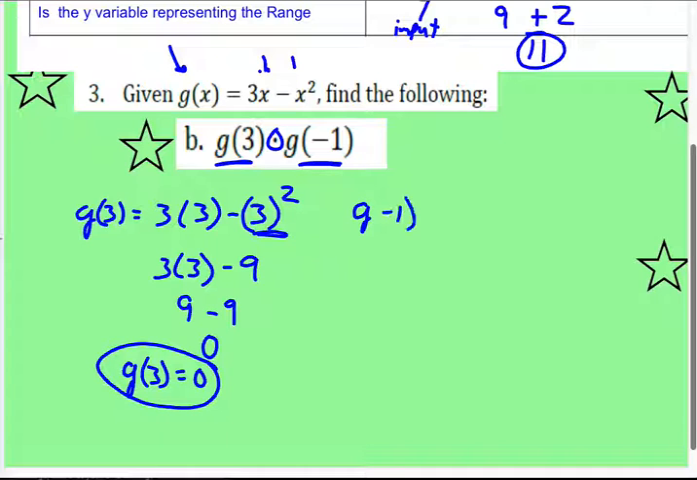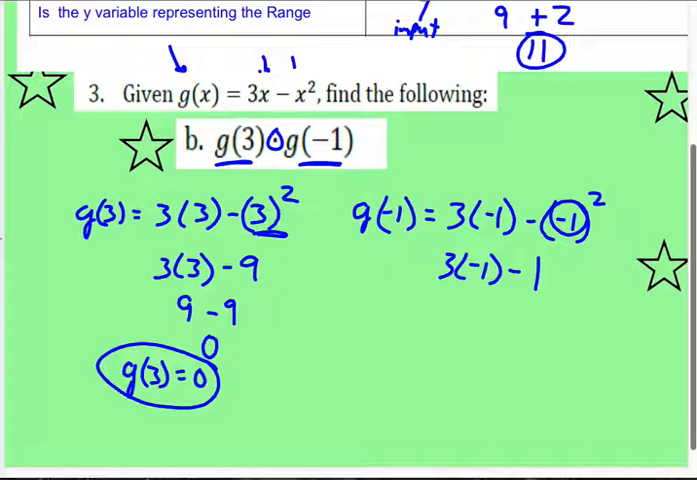G of negative 1 equals 3 times negative 1 minus negative 1 squared. And 3 times negative 1 minus negative 1 times negative 1 is positive 1. This is negative 3 minus 1. Negative 3 minus 1 is negative 4. So g of negative 1 is equal to negative 4.